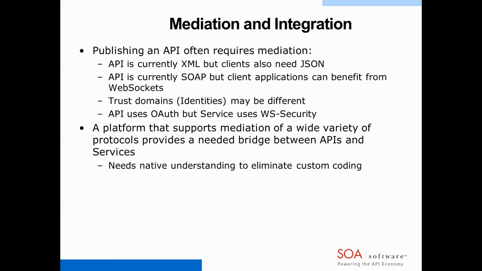How do you actually support and easily mediate between these different types of APIs within your environment? You need a platform that supports the mediation of a wide variety of protocols to bridge between the APIs and services within your environment. You also need a native understanding of these different things to eliminate custom coding. It's very easy, or potentially easy, to expose a REST API from a SOAP service by writing code. But it's much, much easier if the platform understands both SOAP services and JSON REST services and can mediate itself without any custom code. That will allow you to get your API published out there into the world much, much quicker than writing custom code and deploying that through your SDLC.